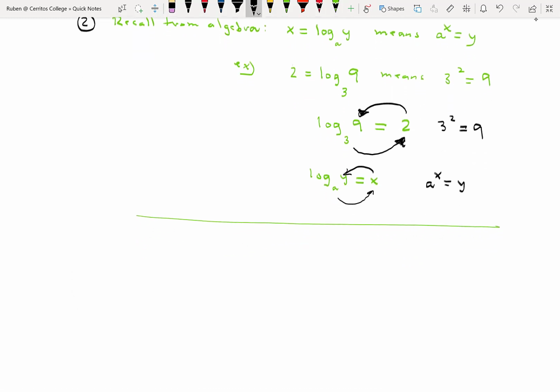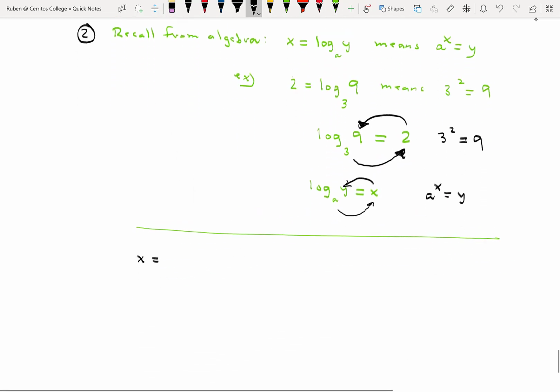We have in our problem x equals log base e of y, and I want to solve for y. Not a problem. Just use the definition. That means e raised to the x equals y. So y equals e to the x. And this is the inverse.